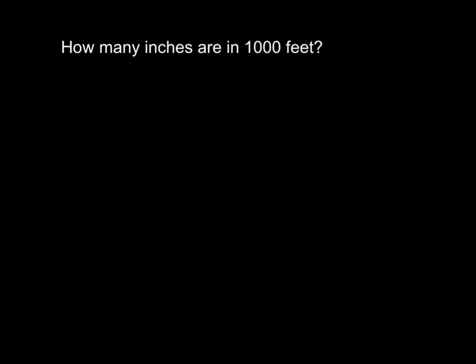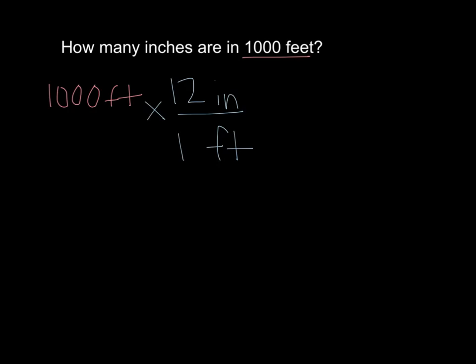Okay, we're going to start this problem by writing our starting value, 1,000 feet. That's the only number given in the problem, so that's where we have to start. Then I'm going to do times a fraction line. I know we always multiply by fractions. The unit that I'm trying to get rid of is going to go in the bottom of my fraction, and the unit that I'm trying to end up with is going to go in the top of my fraction. I still know that 1 foot is equal to 12 inches. I always want to make sure that the top and the bottom of my fraction are the same amount. 12 inches, 1 foot, they're the same, so I'm good.